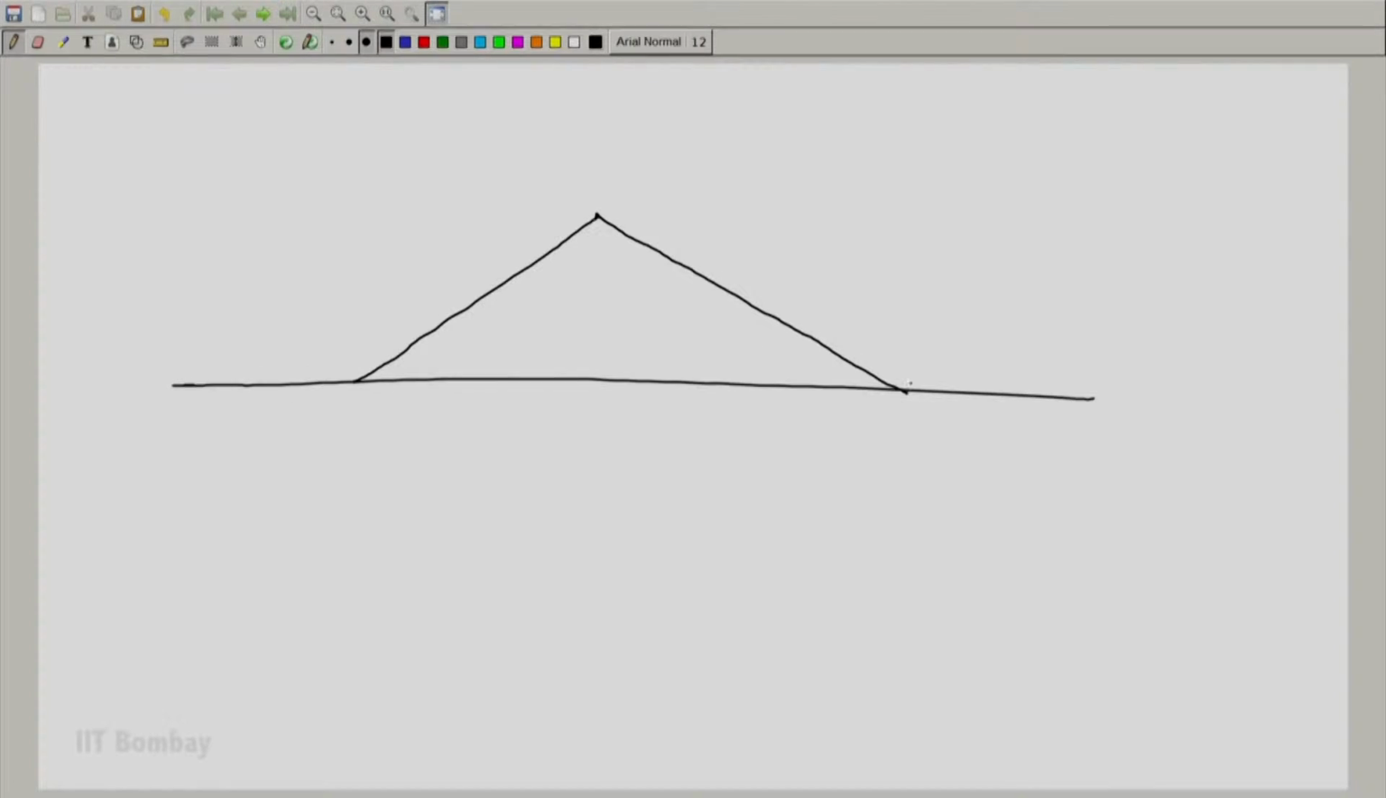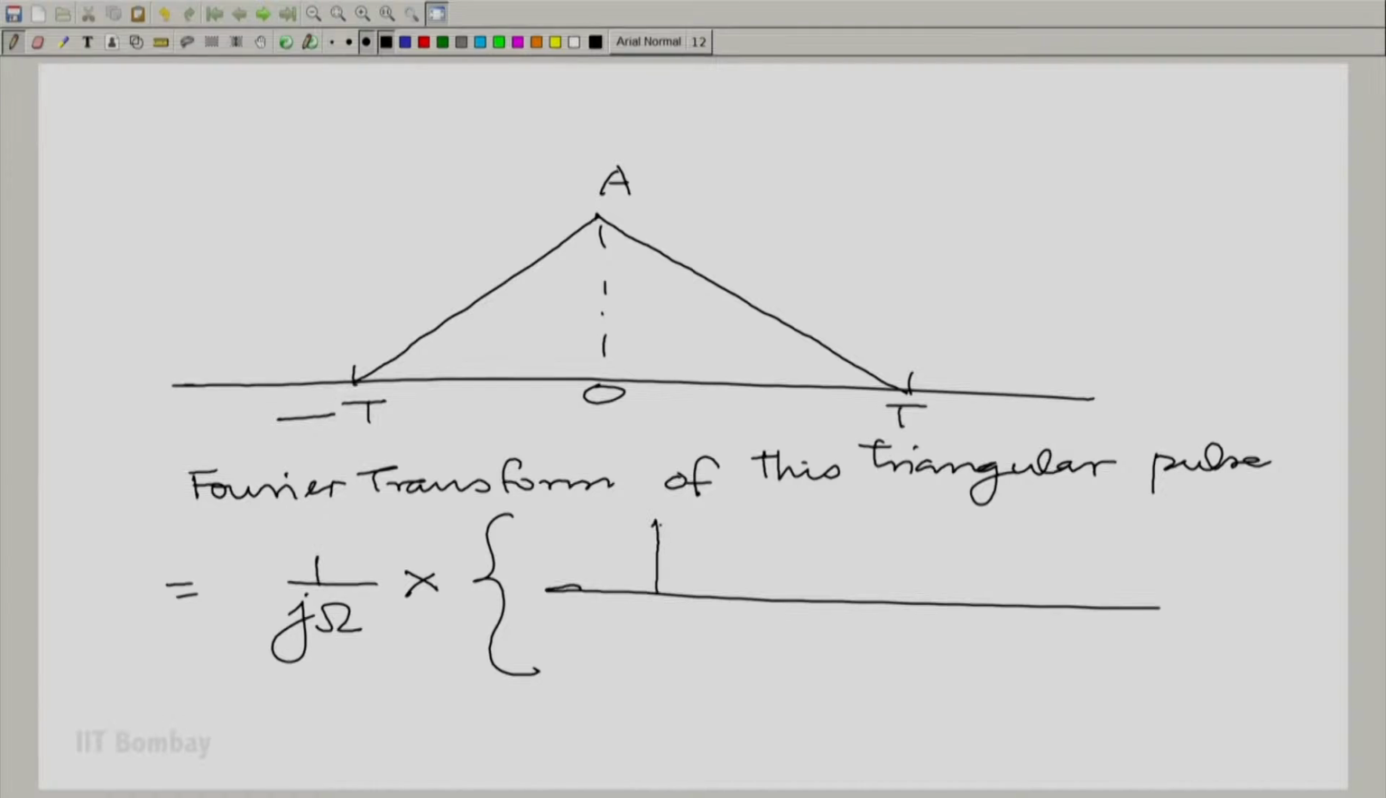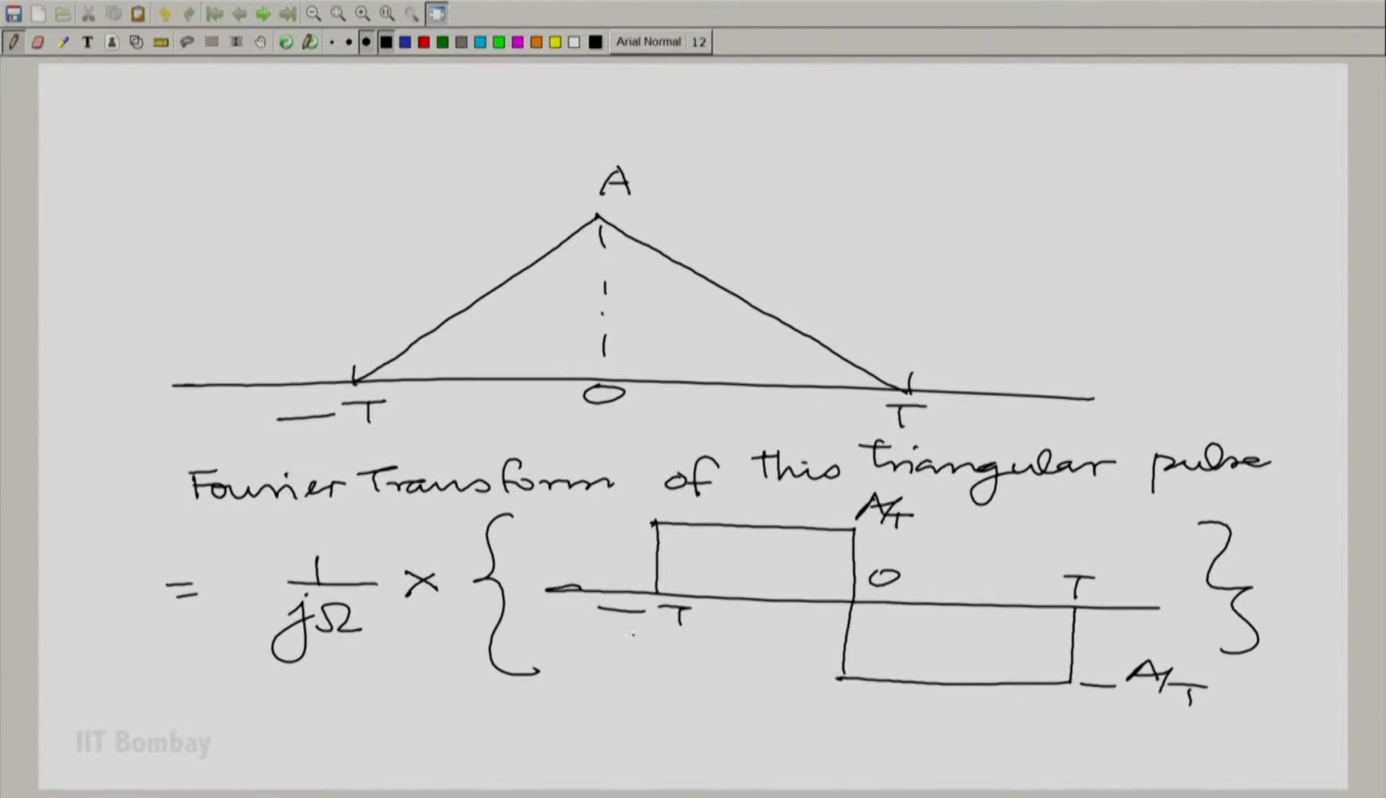So, as far as a recap is concerned from the previous session, we had looked at the triangular pulse. We said that if we took a triangular pulse from minus capital T to plus capital T, it was easy to compute its Fourier transform if we use the differentiation property. The Fourier transform of this pulse is equal to 1 by j omega times the Fourier transform of a pair of rectangular pulses, which was very easy to compute.